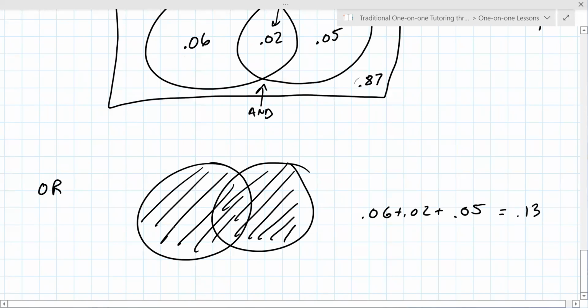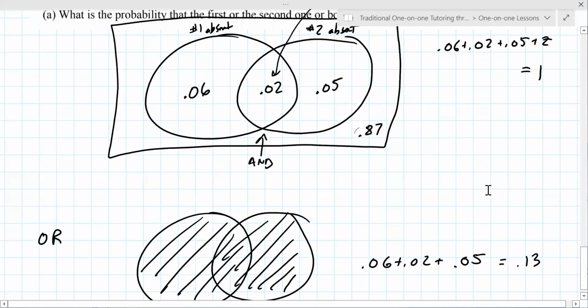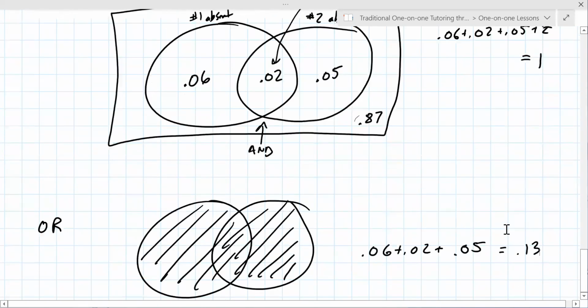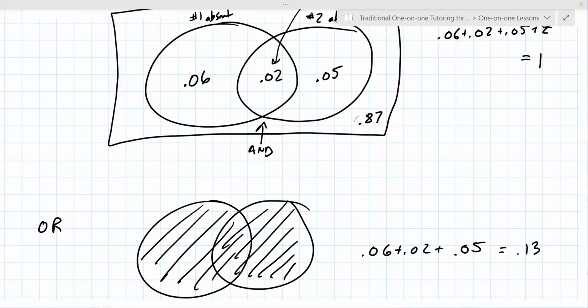Because it could be first one's absent or the second one's absent or they're both absent. Okay. And see how that number 0.13, if you were to just add up 0.08 and 0.07, you're double counting. You're double counting the middle part. Okay, I get what you're saying. And that's why you don't double count it. There is a formula for this where you can just do it without drawing the Venn diagram, but I think it's very helpful to see it visually. Yeah, it is. Okay. And hopefully I'll remember the Z thing, because that's helpful too.